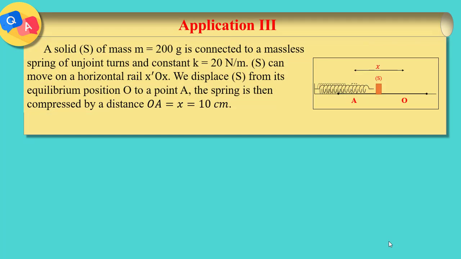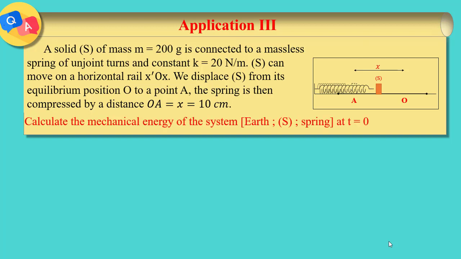Let's solve an application on the elastic potential energy. A solid S of mass m equals 200 grams is connected to a massless spring of unjoined turns and constant K equals 20 Newton per meter. S can move on a horizontal rail. We displace S from its equilibrium position. The spring is then compressed by a distance OA equals 10 centimeters.